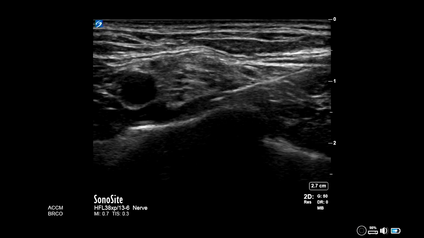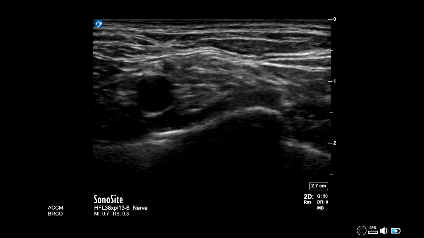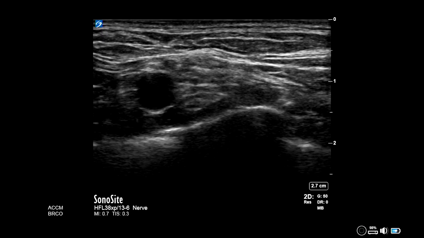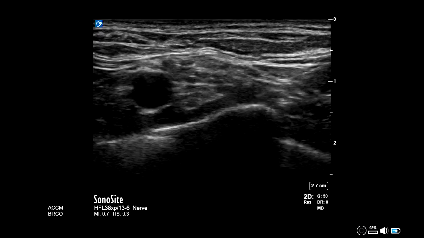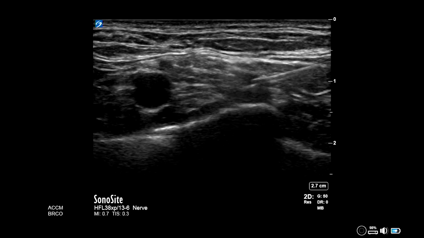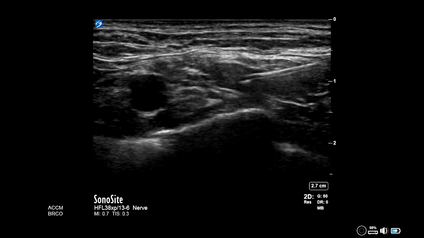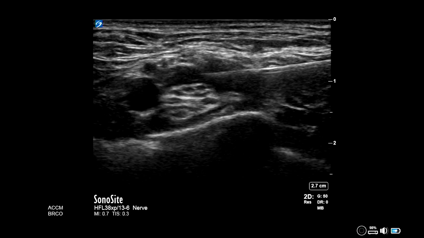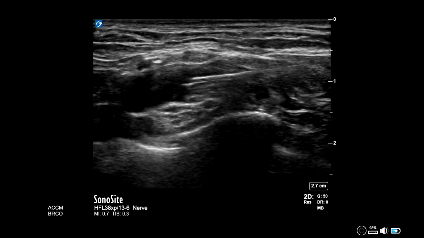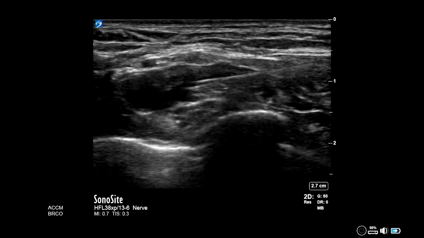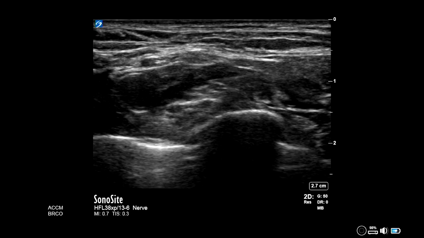We attempt to deposit local anesthetic above and below each trunk. If the needle does not easily enter the space that we think is the separation between the trunks, we do not force it. Here we believe we have entered the space between the superior and middle trunk.